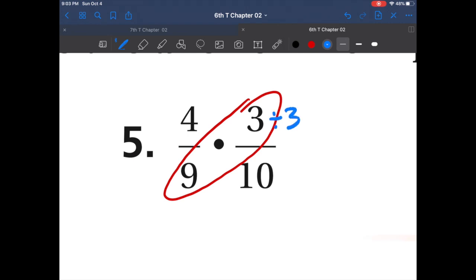Yeah, 3. Let's divide by 3. 3 divided by 3 gives me what? 1. I'm going to cross that off so I know I'm done. 9 divided by 3 gives me what? 3. So I'm going to cross that off so I know that it's done.